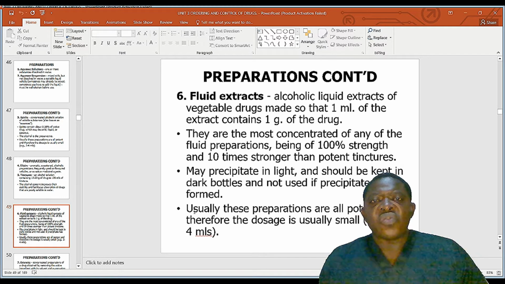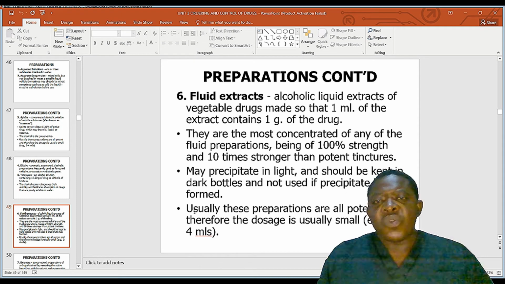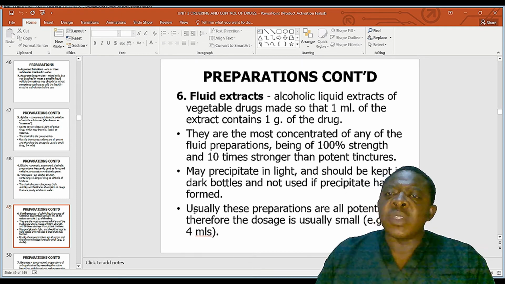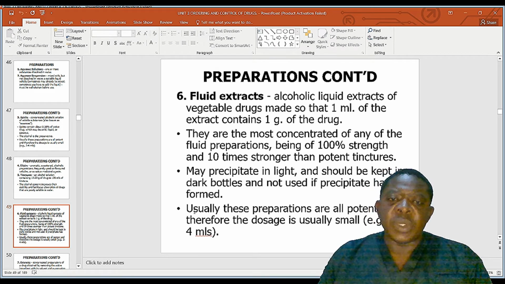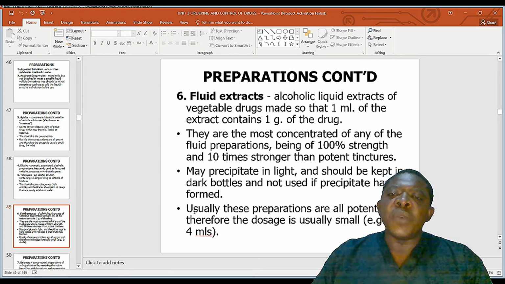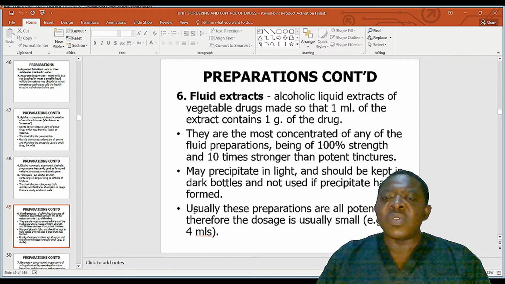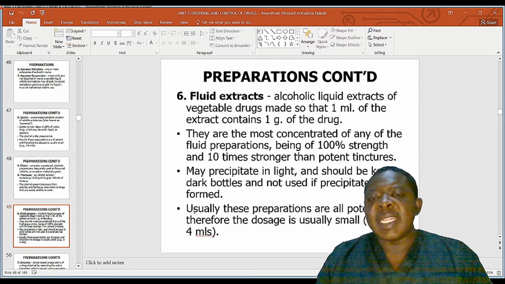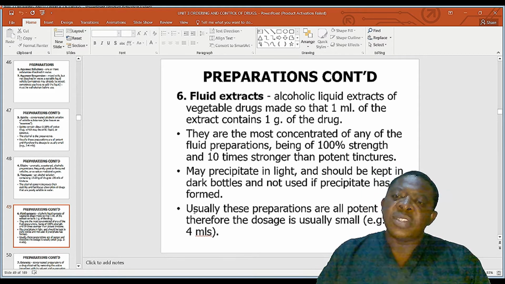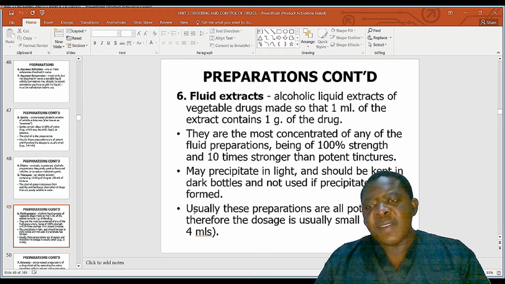Fluid extracts. An alcoholic liquid extract of vegetable drugs made so that 1 ml of the extract contains 1 gram of the drug. So we're talking of fluid extracts. They are the most concentrated of any of the fluid preparations, being of 100% strength and 10 times stronger than potent tinctures. They may precipitate in light and should be kept in darker bottles and not used if the precipitate has formed.